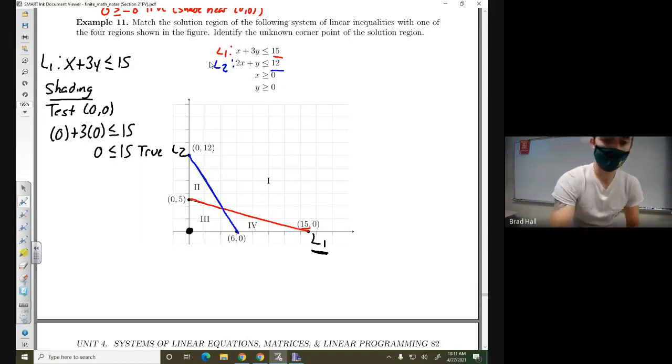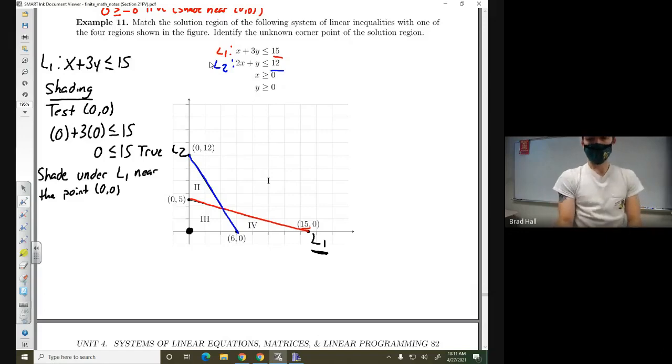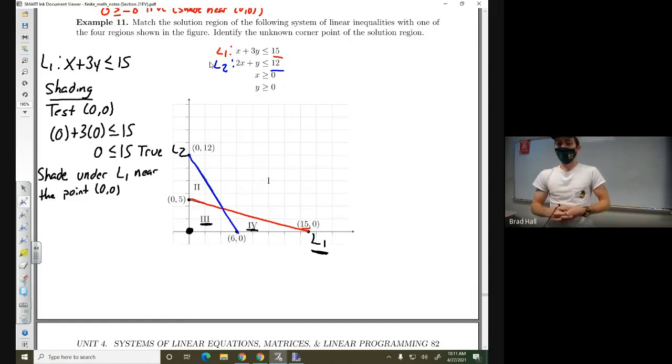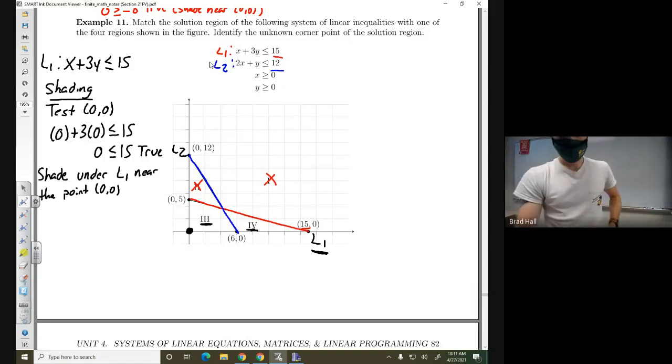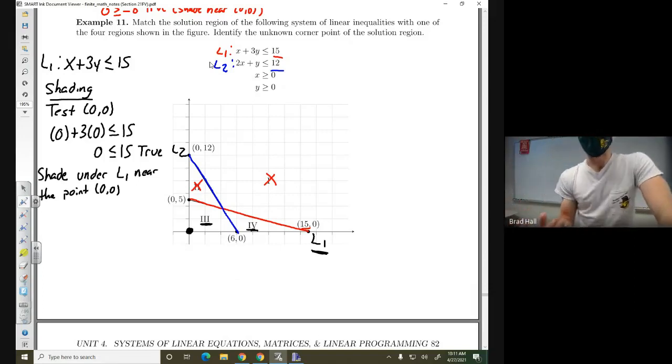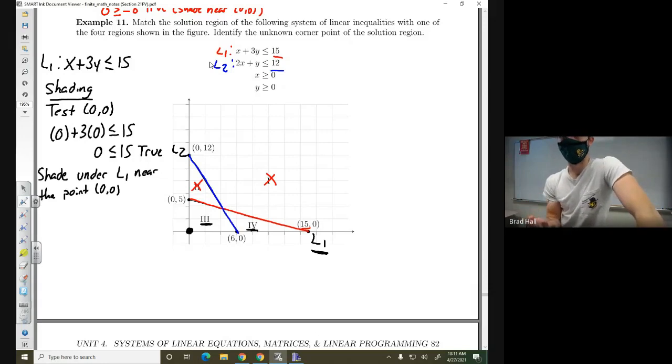So what this tells us, shade under L1 near the point 0, 0. So that means we would shade either region 3 or 4, because those are both under the red line, or the first line, which means 1 and 2 are out. So let's do the other line to figure out which one of 3 or 4 is the correct region to shade.